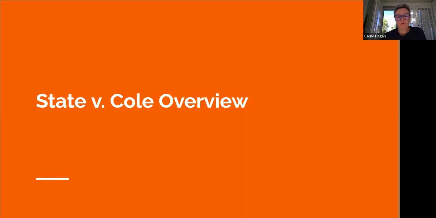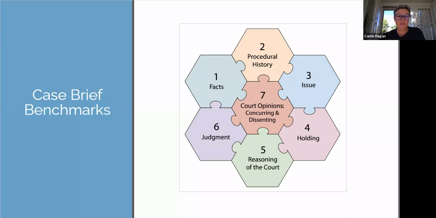Worley. But before we get started, let's go back and remember our benchmarks just so that we can put them fresh in our mind before we begin to break down State v. Cole. So our benchmarks, we have 7 of them. And so you'll remember that each one stresses a different type of information that cases should or may contain.